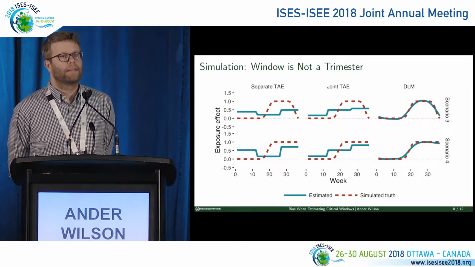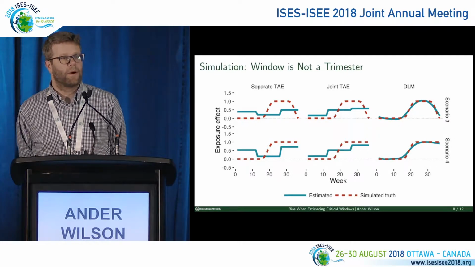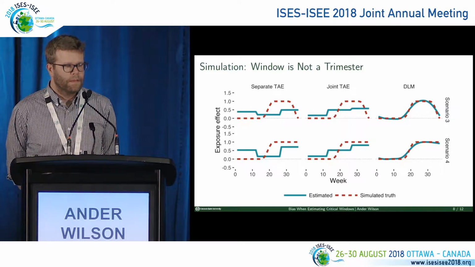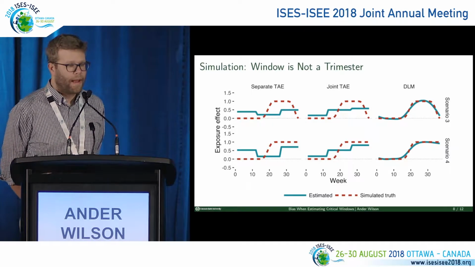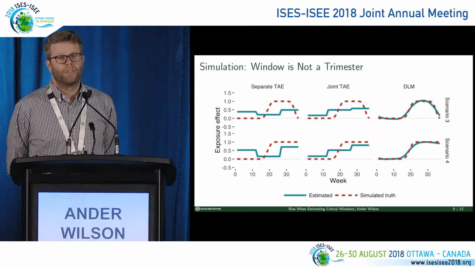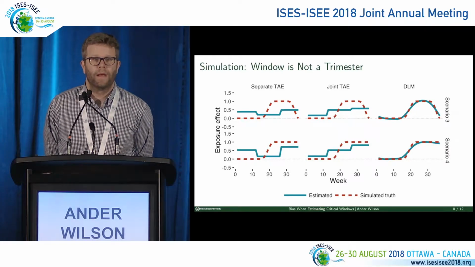It identifies that the third trimester has the largest association, and the first trimester has the smallest, but it is biased for all three. The separate TAE model gives results that don't really reflect the true pattern at all. So there we estimate a large association in the first trimester when there should be none, and we're biased in the other true trimesters where there should be an association.